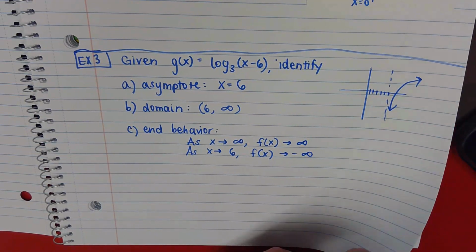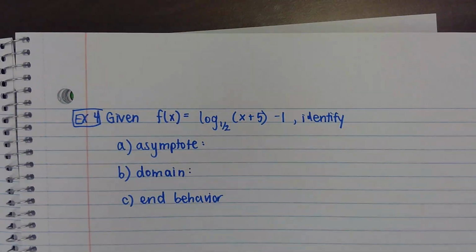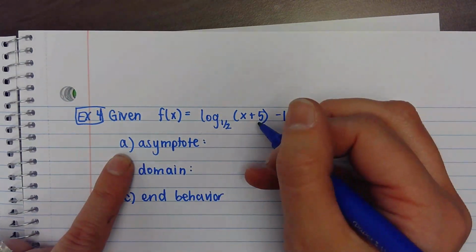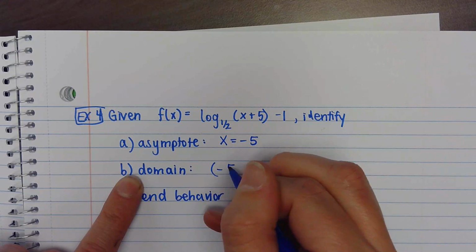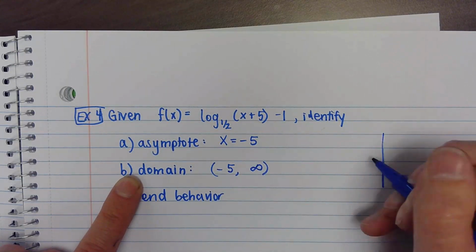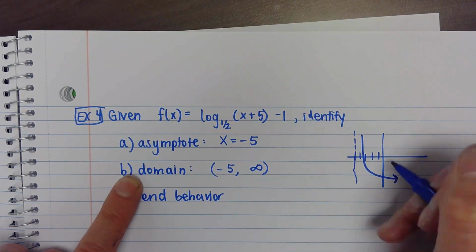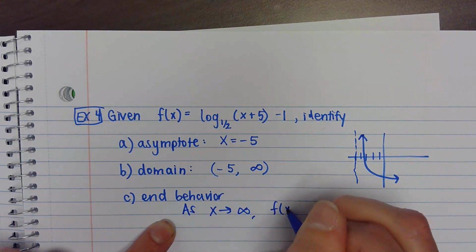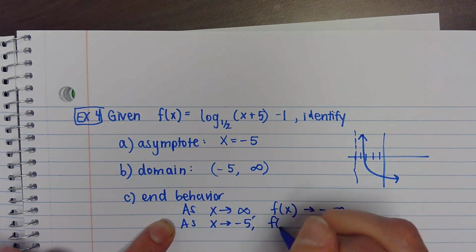Let's try one with a base between 0 and 1. Last example. Given f of x equals log base one half of x plus 5, minus 1. The asymptote is at negative 5. It's shifted to the left. So the domain is negative 5 to infinity. To get the end behavior, I'm going to sketch a decreasing log. So here we go. As x goes to infinity, the function's going down. And as x approaches negative 5, the function's going up.